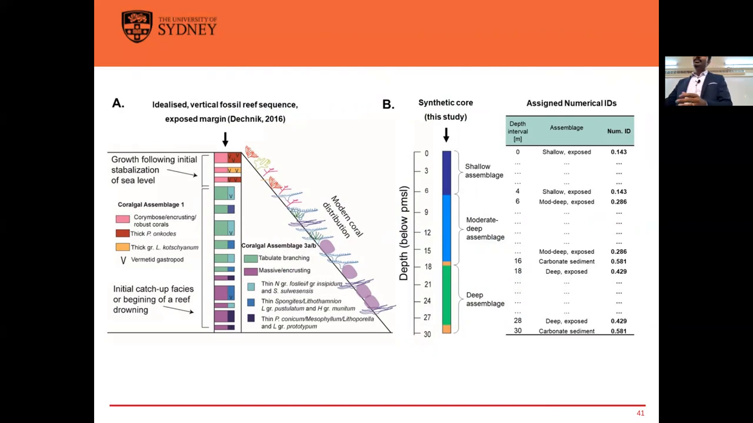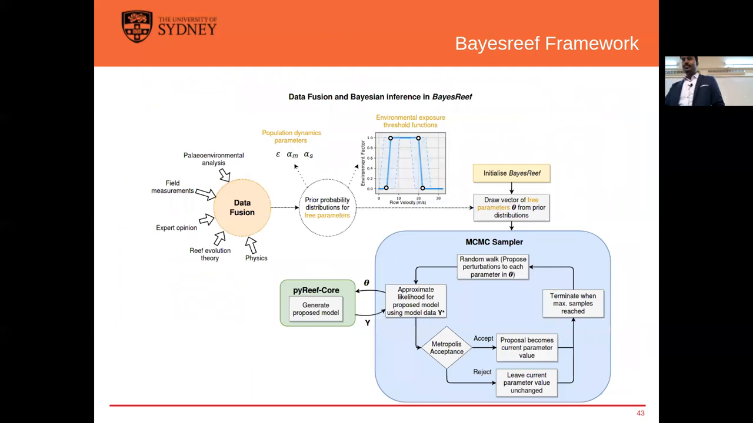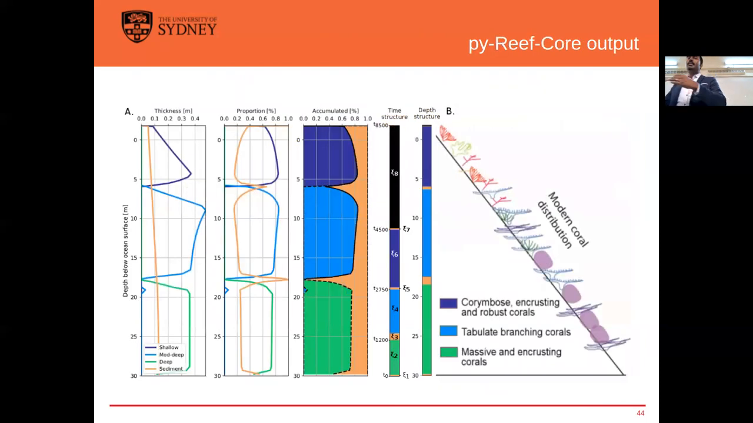So based on the data, we try to find out which different type of assemblage is there. And then there's a reef model also developed by Tristan Salles. This is called PyReefCore, because of reef core, the core is there, and because it's in Python. Basically we use a Bayesian inference approach, a similar framework as in BayesLands. We apply that, and the model predicts or simulates which different type of assemblage was at which depth for the last 10,000 years.